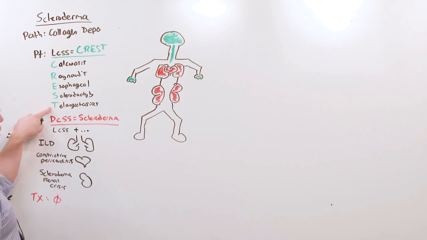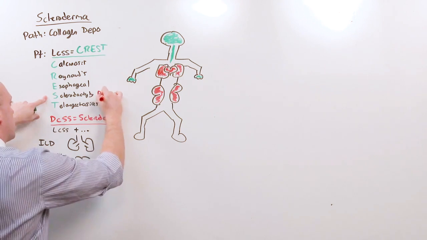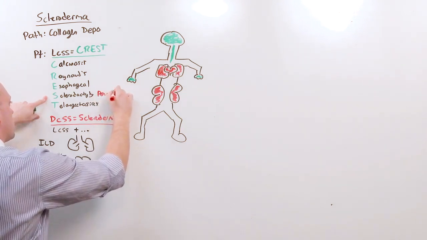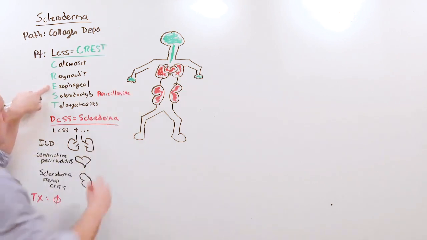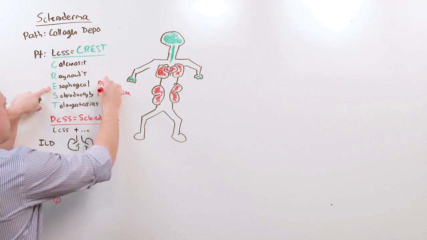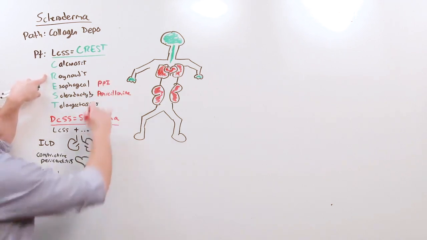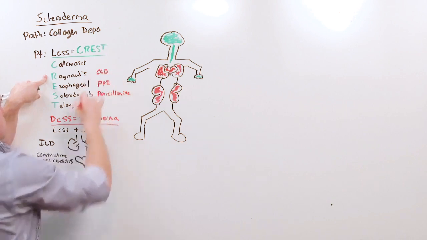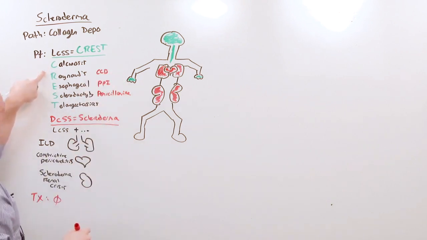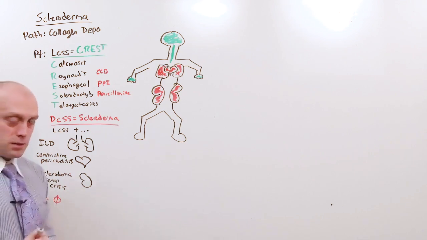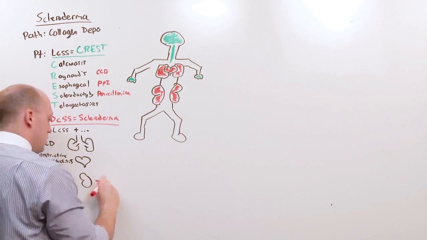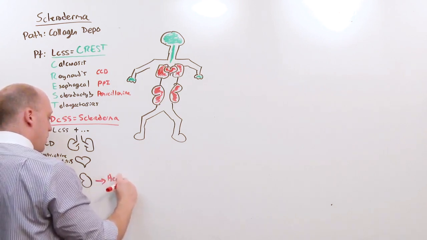For telangiectasias, you're not going to be able to do very much. For sclerodactyly, you can use penicillamine. For esophageal dysmotility with unrelenting GERD, give them a PPI. For Raynaud's, you can use calcium channel blockers. And the same thing is true of the calcinosis. So treat them symptomatically. For scleroderma renal crisis, you will use an ACE inhibitor.